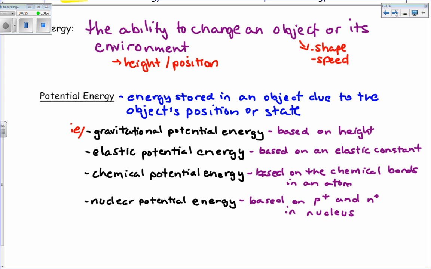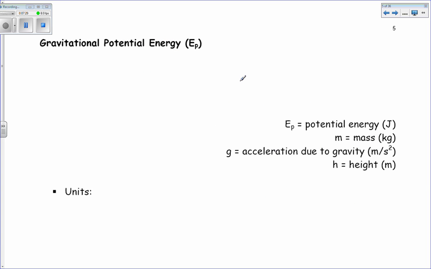Okay, so we will start by defining a little more specifically gravitational potential energy. Remember, you can stop and start and rewind this video as much as you need to be able to get all the material down. Gravitational potential energy is stored energy as a result of an object's height.